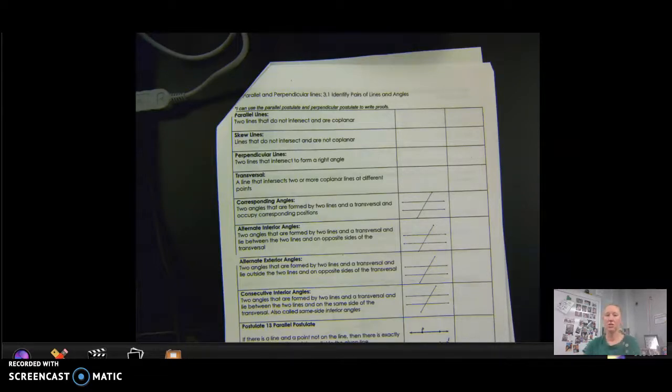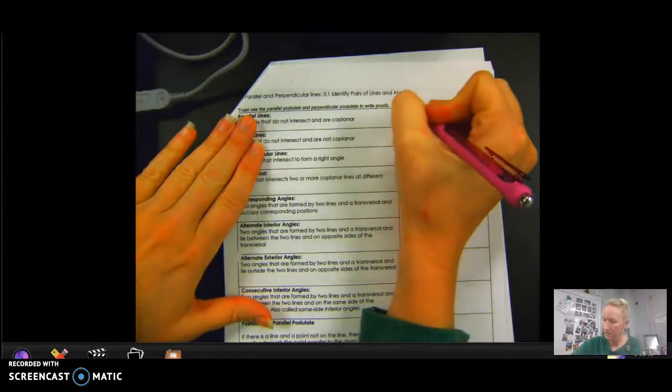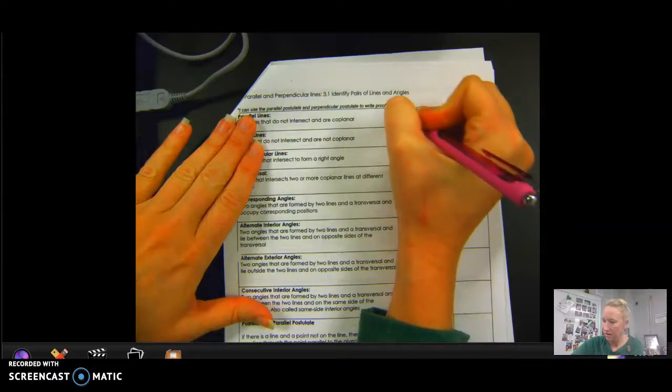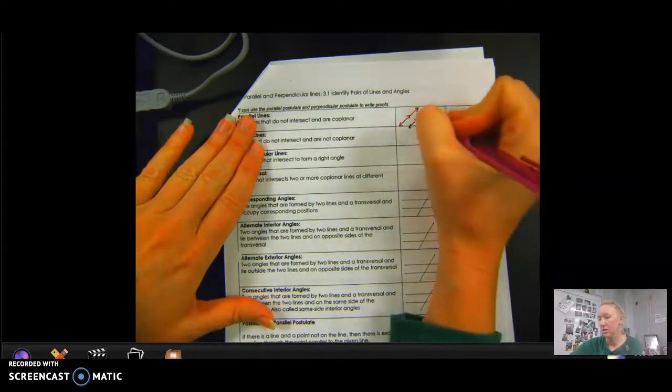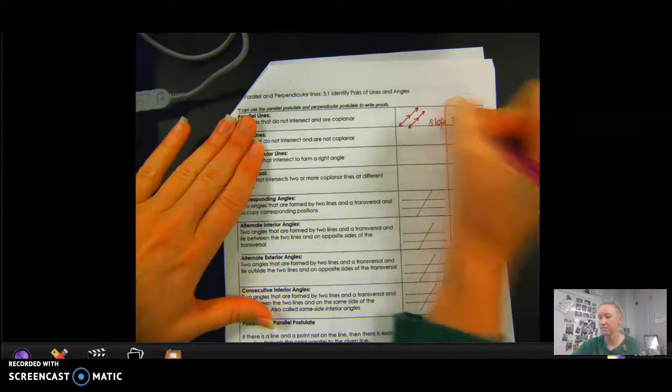Parallel lines, two lines that never intersect and are coplanar. So if we have two lines that are parallel, they will have this arrow in them to show that they are parallel. Also, the slope of parallel lines is the same, so the slopes are congruent.